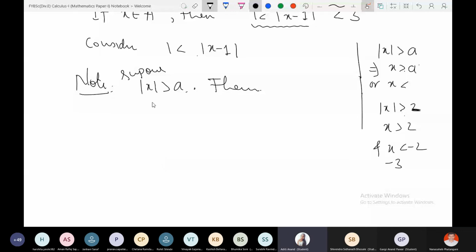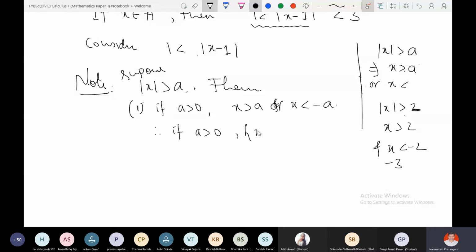X is either less than minus a or x is greater than a. So if a is positive, then x is greater than a or x is less than minus a. Therefore, if a is positive, the set of x such that absolute value of x is greater than a is simply the set of x such that x is greater than a, union the set of x such that x is less than minus a.